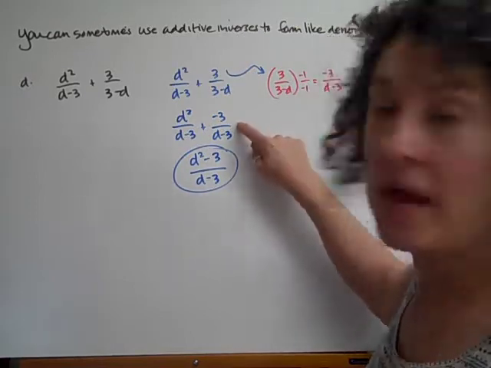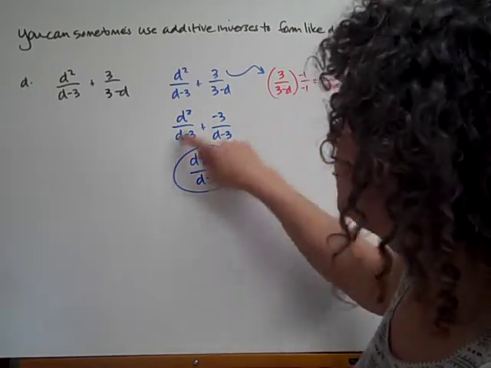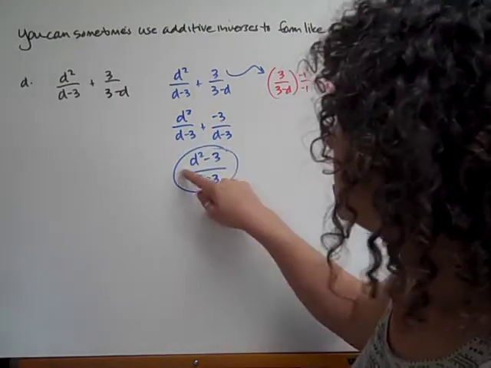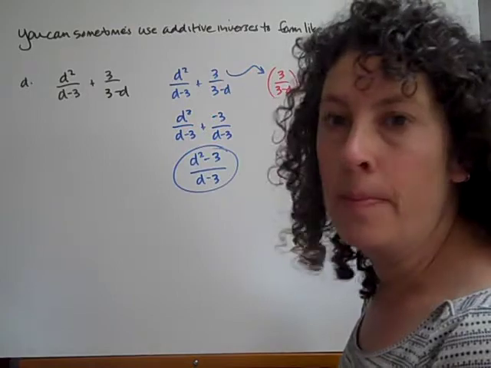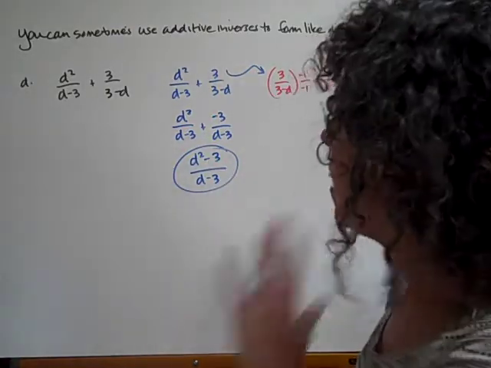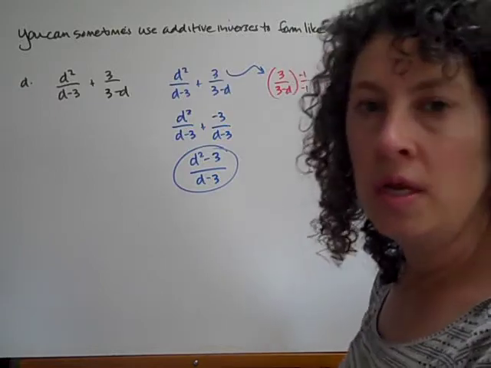So I'm going to put that one back into my sum here. So d squared over d minus 3 plus negative 3 over d minus 3. So I get d squared minus 3 over d minus 3. I can't factor this at all, so we are done. So adding with our rational expressions, we need a common denominator.